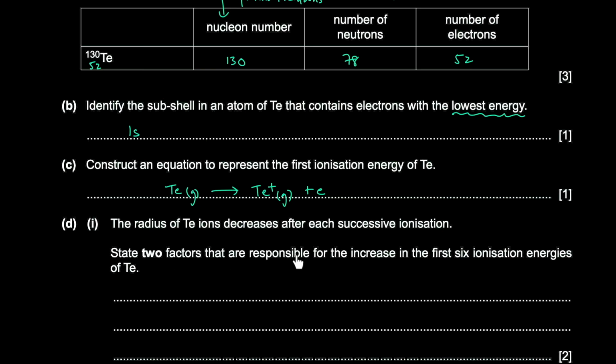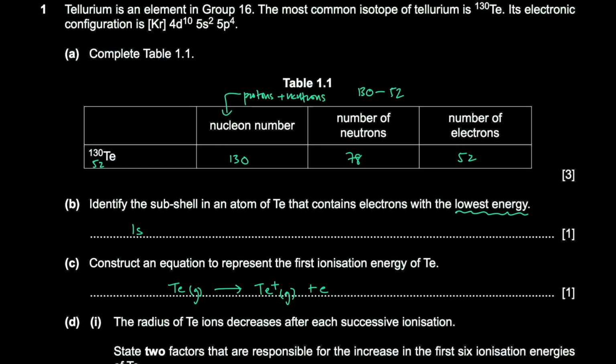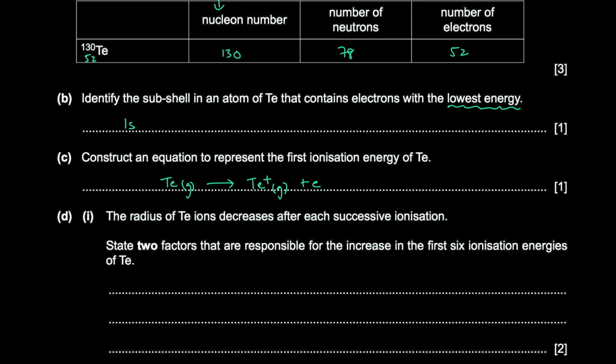The radius of tellurium ions decreases after each successive ionization. State 2 factors that are responsible for the increase in the first 6 ionization energies of tellurium. They've told us that tellurium has the configuration krypton 4d10 5s2 5p4. We're talking about the outer 6 electrons, the 5s2 and the 5p4, which are the electrons in the fifth shell.